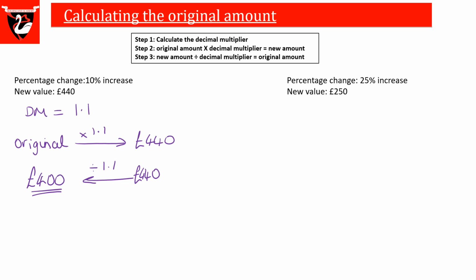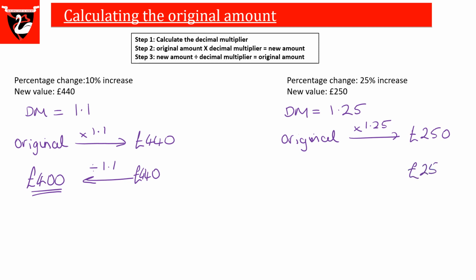In the next question, we have a 25% increase. So our decimal multiplier in this example is 1.25. So we start with our original value, we'd multiply that by 1.25, and we get our final amount of £250. We now reverse our equation. We start with £250. This time we would divide by 1.25, giving us our original amount of £200.